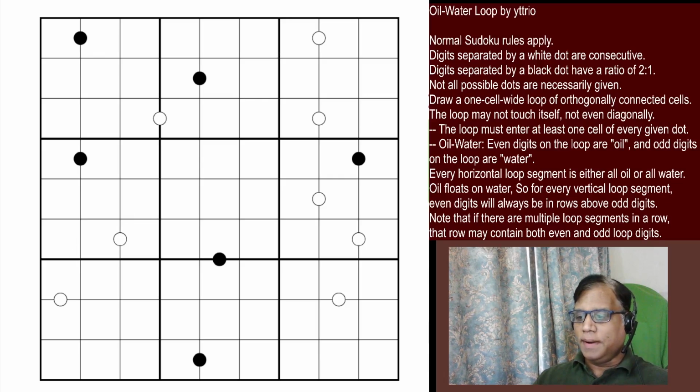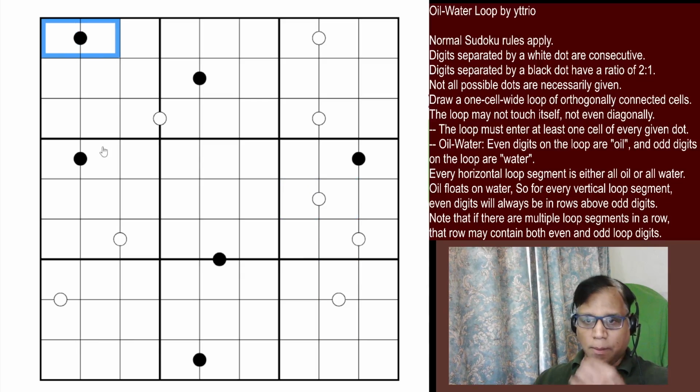So about the white dot, one thing about the white dot is that one digit must always be even and one digit must always be odd, because they are consecutive, and you know that even and odd digits come alternately. So on the white dot, one digit must be odd and one digit must be even. Not necessarily on the black dot.